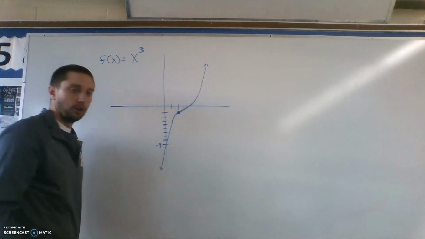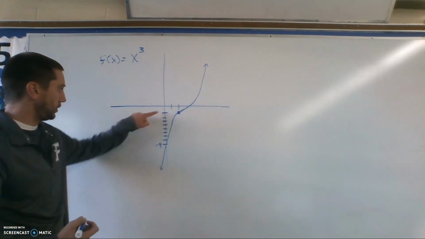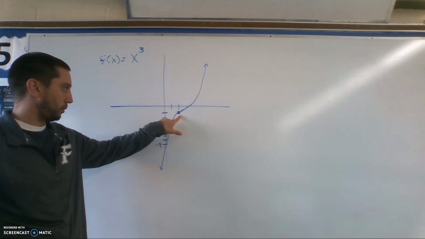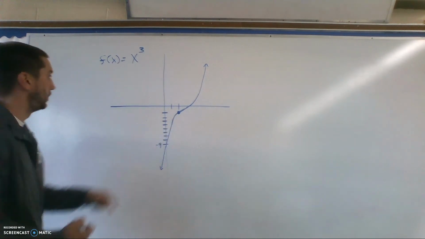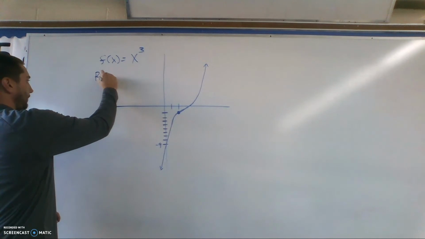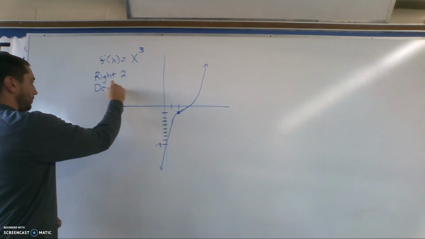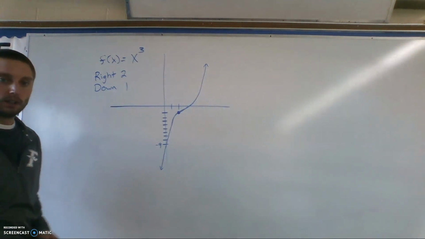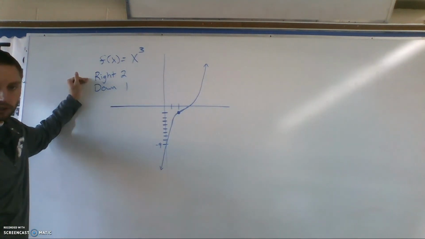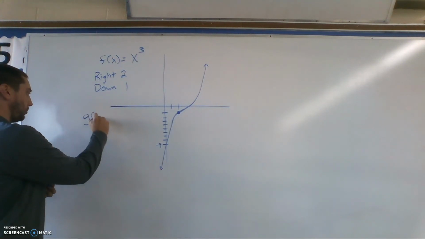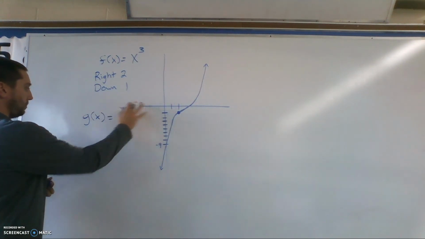Step 2, what shifts took place? So I gave you this point here. If you know your parent function, x cubed, usually goes through the origin. Now this point is at the coordinate (2, -1). So I went right 2, and I went down 1. Now that I have the function transformations figured out, I'm going to put it together. So what is my new equation going to be?